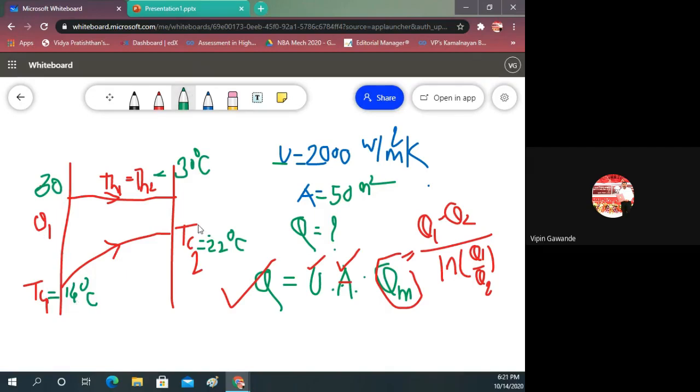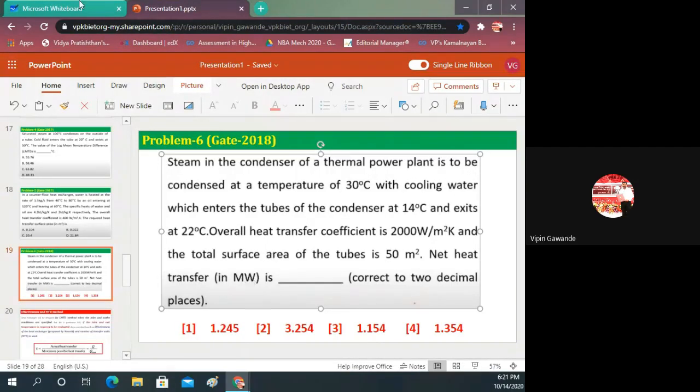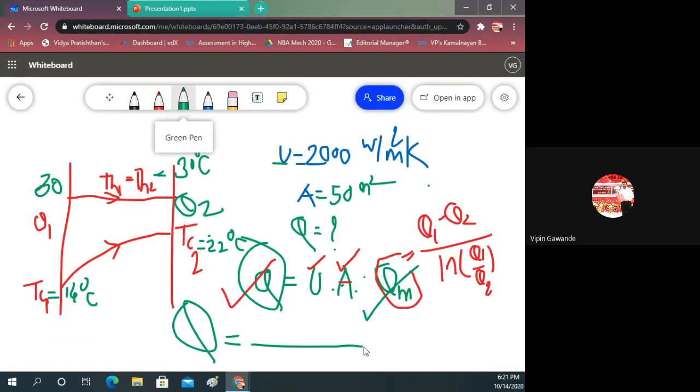What is theta 2? This is theta 2. What is 30 minus 22? So put the values here, theta 1 minus theta 2 over ln theta 1 by theta 2, you calculate the value of theta m, you will get the value of Q. Okay, and if you calculate the value of Q, we have to take that in what? That is given in megawatt. So you will get a 6-digit number. Suppose this is 1, 2, 3, 4, 5, 6, something like this. Divide it by 10 raised to the power 6, and you will come directly here.